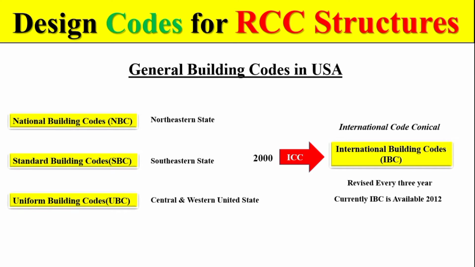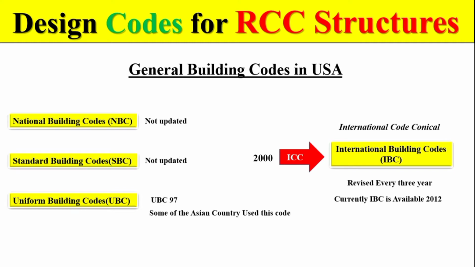While these three codes, which are the National Building Code, Standard Building Code and Uniform Building Code, are concerned, the National Building Code is nowadays not updated, and the Standard Building Code is also not updated. The Uniform Building Code has an updated version, UBC 97, and some of the Asian countries use this UBC 97 code.